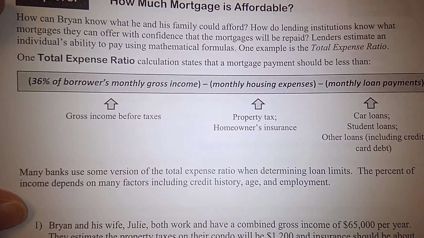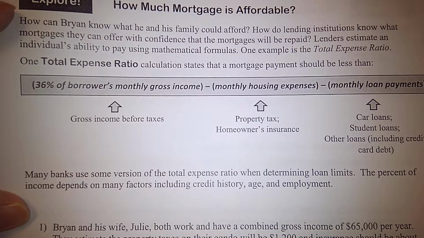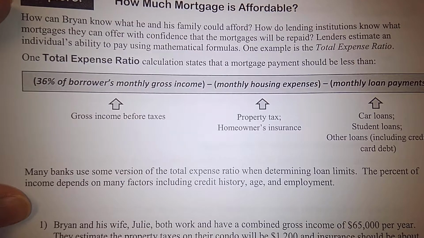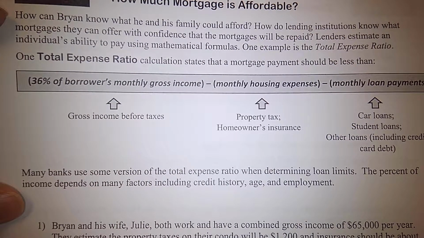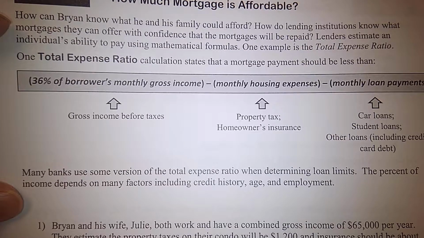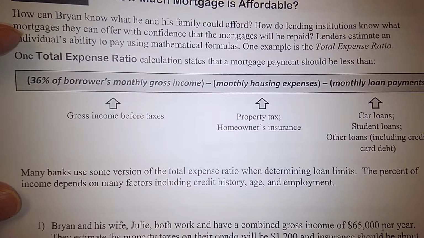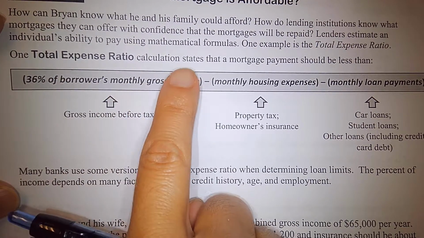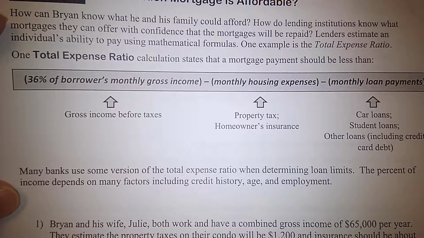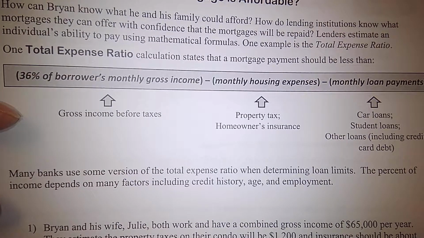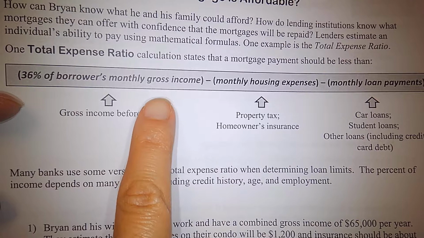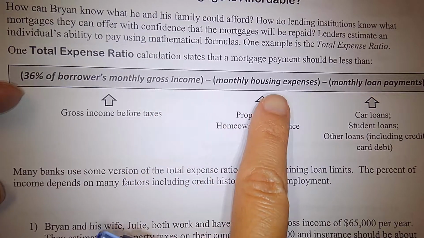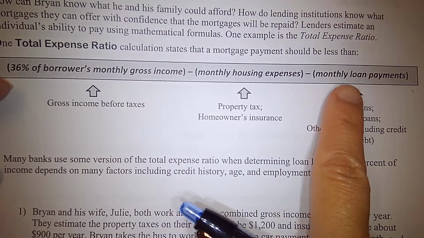Whose turn? Kathleen? How can Brian know what he and his family could afford? How do lending institutions know what mortgages they can offer with confidence that the mortgages will be repaid? Lenders estimate an individual's ability to pay using mathematical formulas. One example is the total expense ratio. One total expense ratio calculation states that a mortgage payment should be less than 36% of borrower's monthly gross income minus monthly housing expenses minus monthly loan payments.